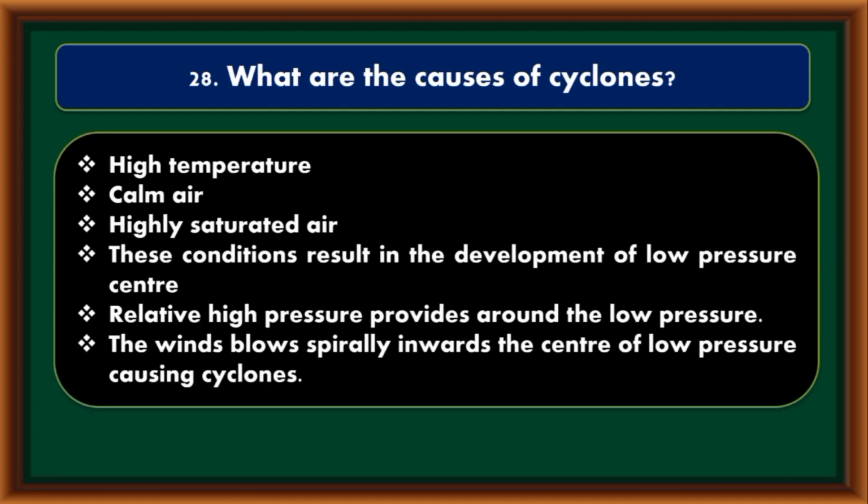What are the causes of cyclone? High temperature, calm air, highly saturated air. These conditions result in the development of a low pressure center. Relatively high pressure prevails around the low pressure. The winds blow spirally inwards towards the center of low pressure, causing cyclones.